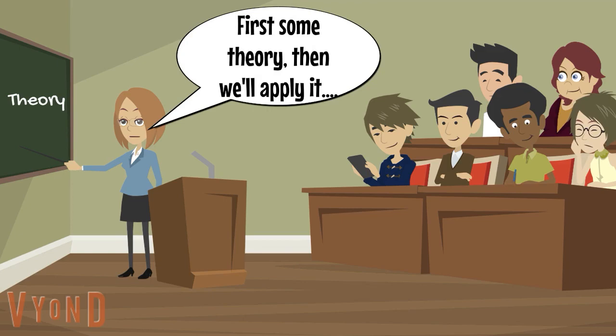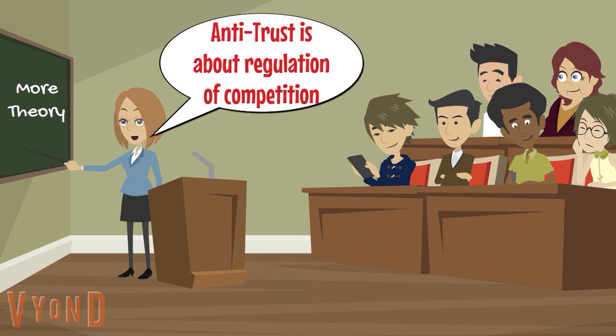We want to start by looking at some theory, and then we're going to try to apply it in the real world. I already talked about one part of this, and that is antitrust. Antitrust is about regulation of competition. We're not going to talk about that much now because we already talked about it a lot, but when we talk about government regulation of business, antitrust competition policy is part of that.